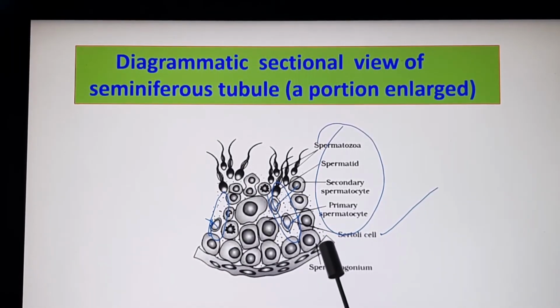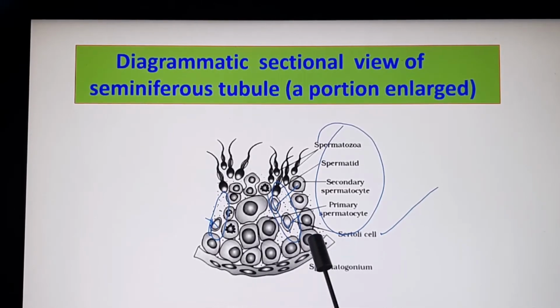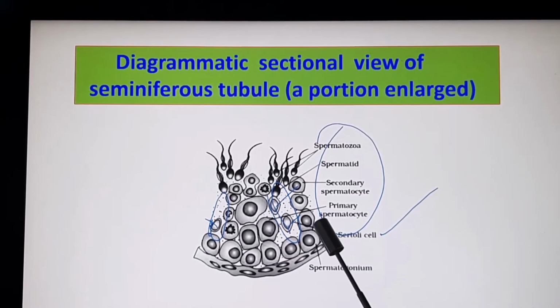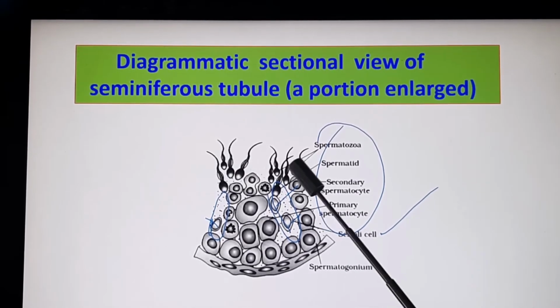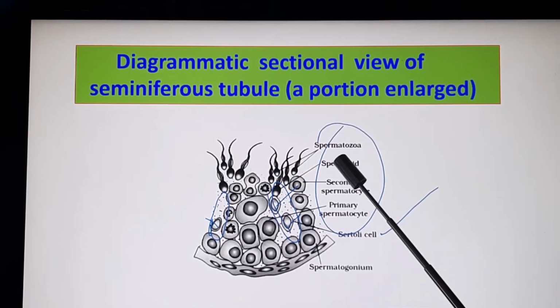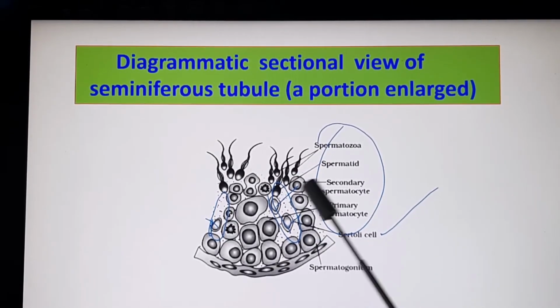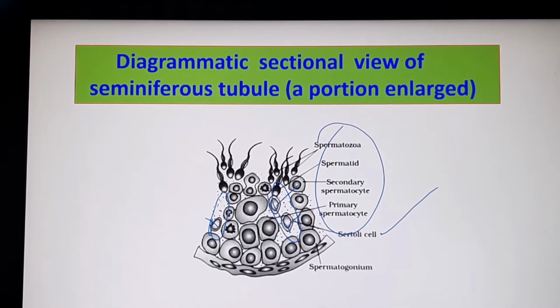These include, at the basal portion, the periphery, we can see the spermatogonium, and further development is taking place. Then the primary spermatocyte, secondary spermatocyte, then spermatids, spermatozoa, all these are formed. Along with the Sertoli cells, it is present in the seminiferous tubule.